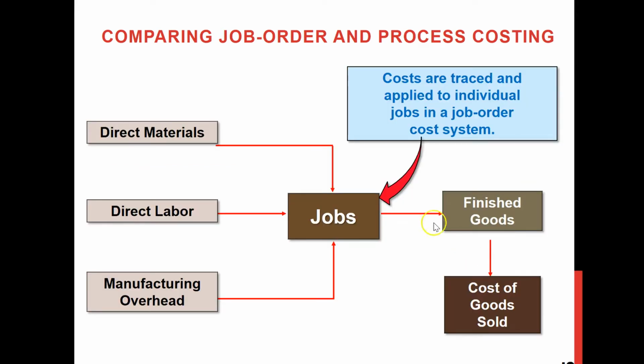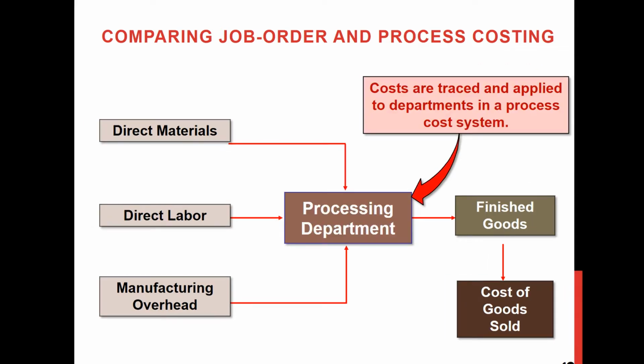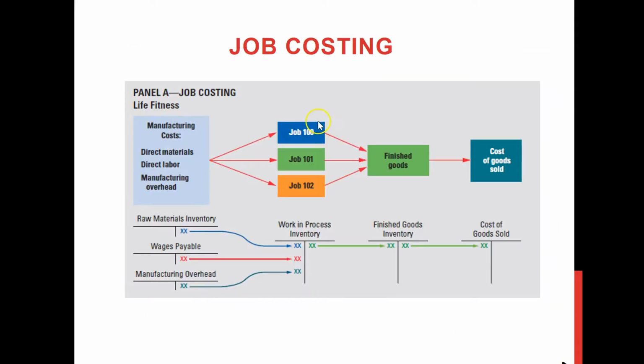Now for job order costing, you need to calculate these three types of costs for each and specific jobs. On the other hand, for the process costing systems, you need to calculate these three types of costs for every processing department. So for example, in this chart you will see that one company has three jobs. They're going to calculate all these three types of costs, which are direct material costs, direct labor costs, and manufacturing overhead costs for these three specific jobs, 100, 101, and 102.